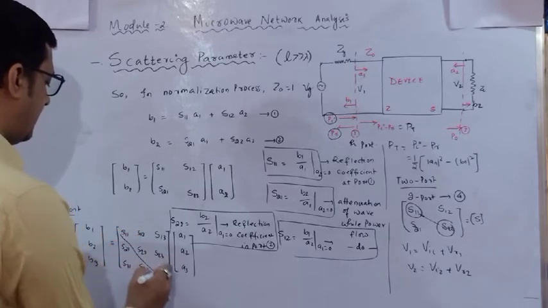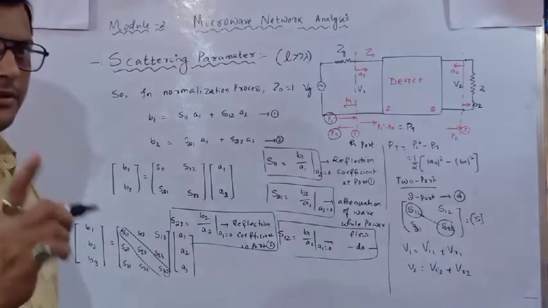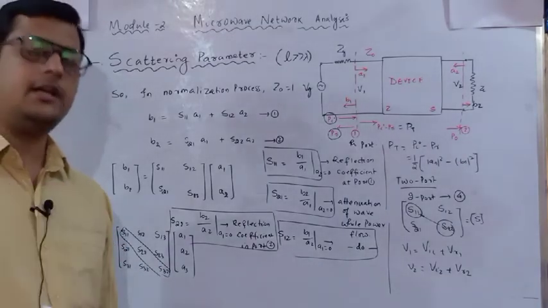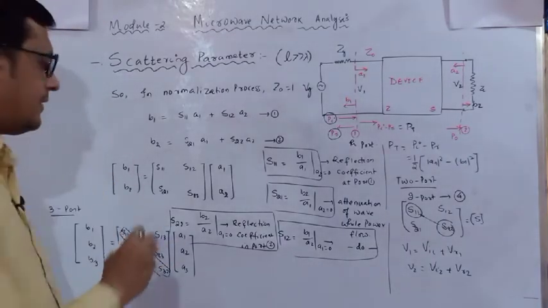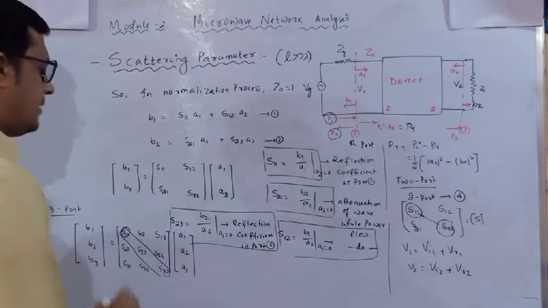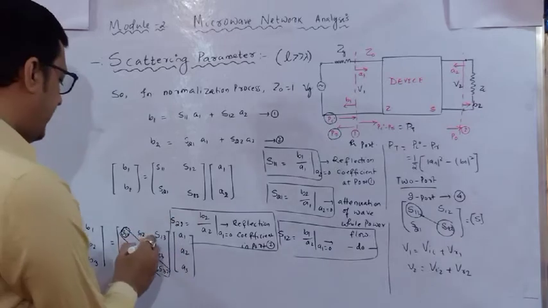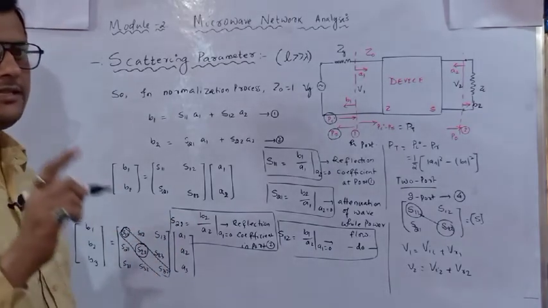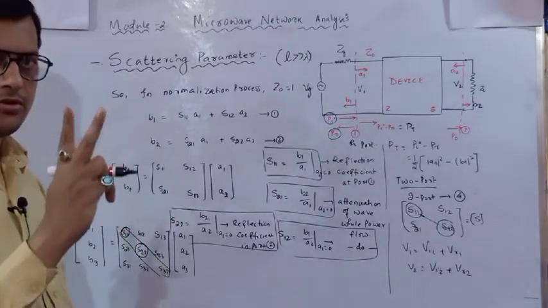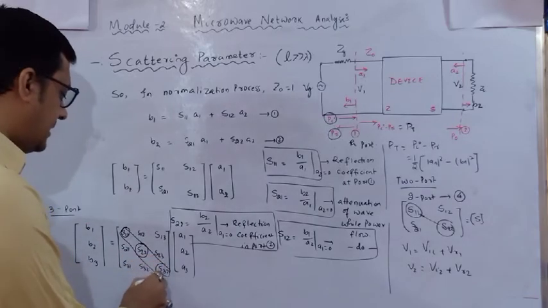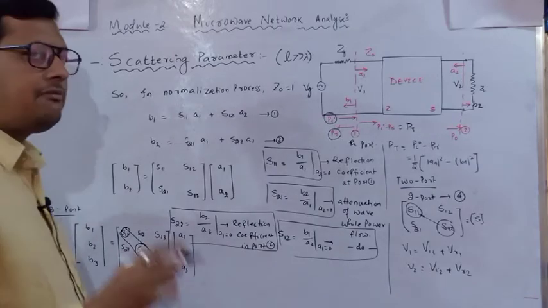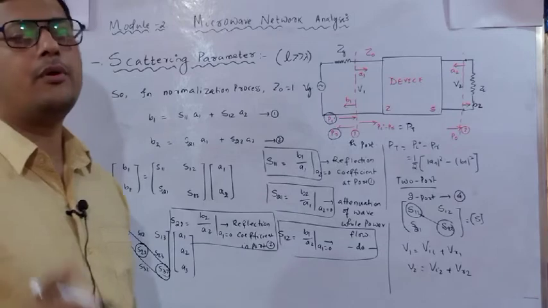And this diagonal is called the reflection coefficient of that particular network with respect to the individual ports. If it is S11, that means it is the reflection coefficient for port 1. If it is S22, that means it is the reflection coefficient for port 2. If it is S33, that means it is the reflection coefficient for port 3.